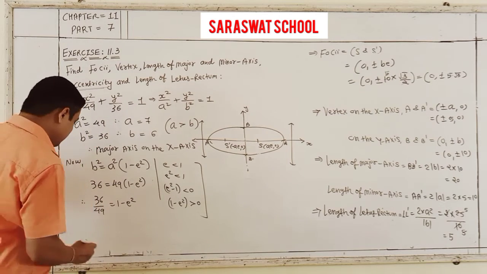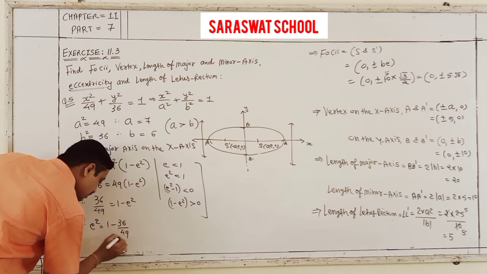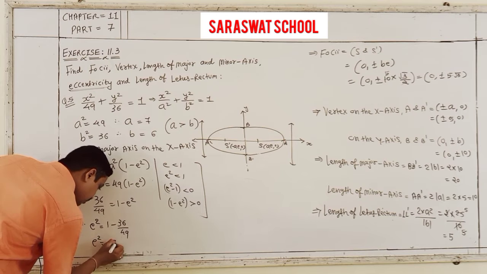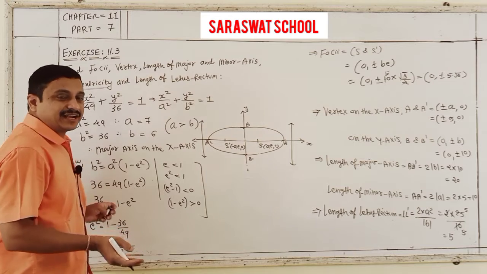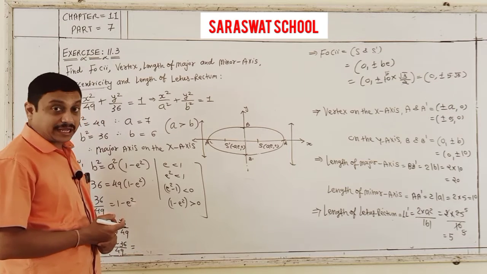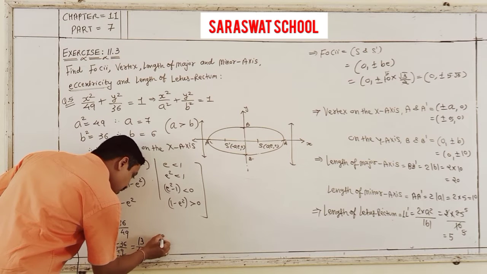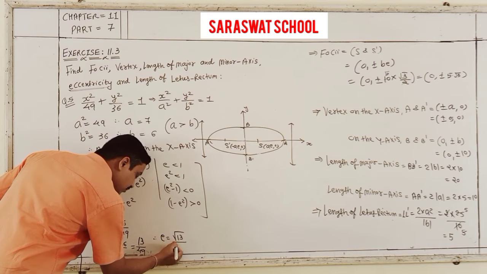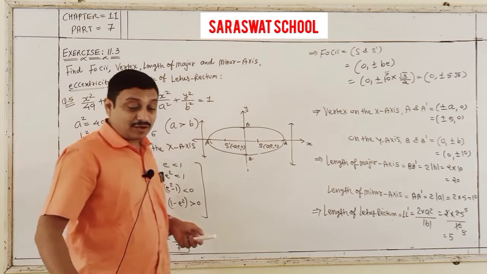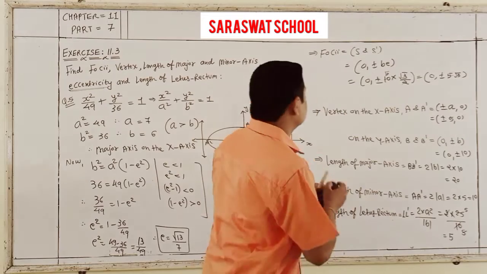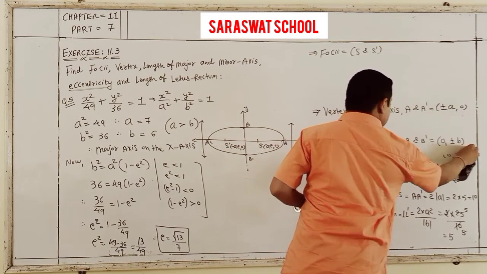Very easily you calculate E square value. 1 minus 36 by 49. So students, E square is become 49 minus 36 by 49, and just you subtract that, 9 and 4, 13 by 49. So E become root 13 by 7. That is the E. Now on major axis along x axis, so this a change, focus points.